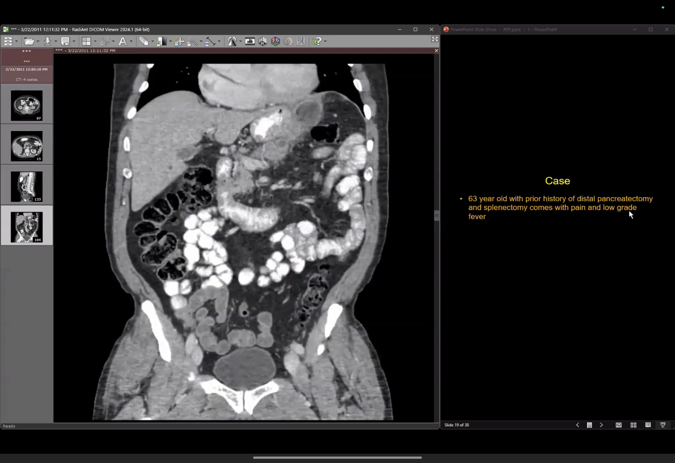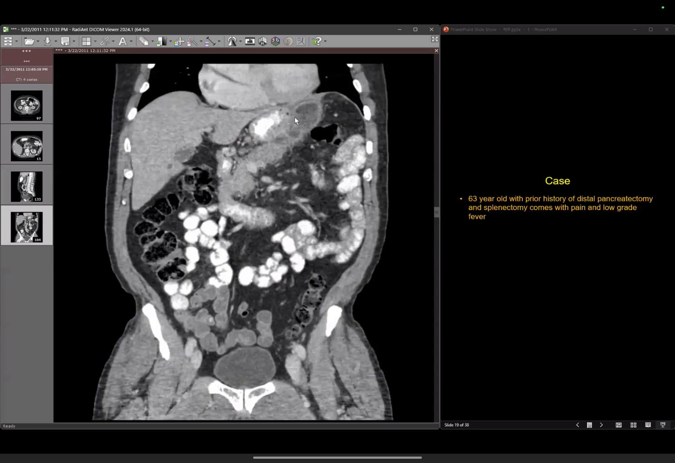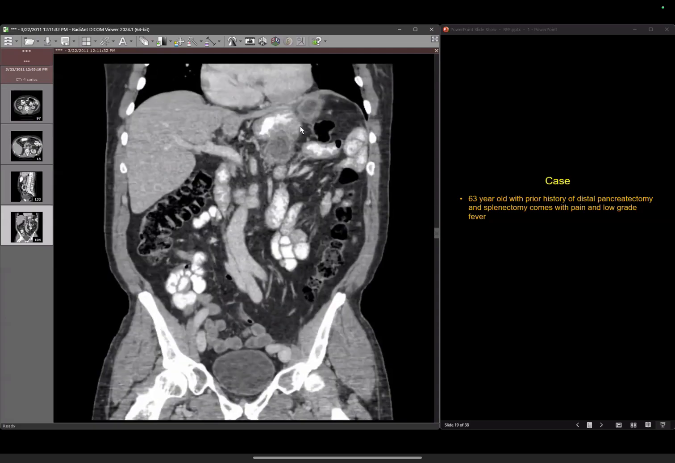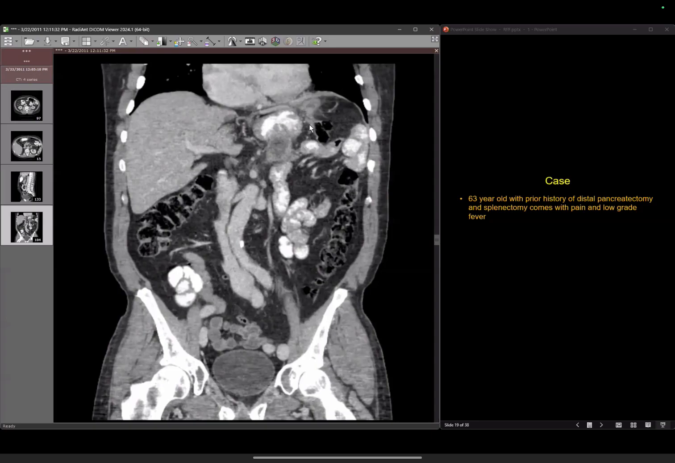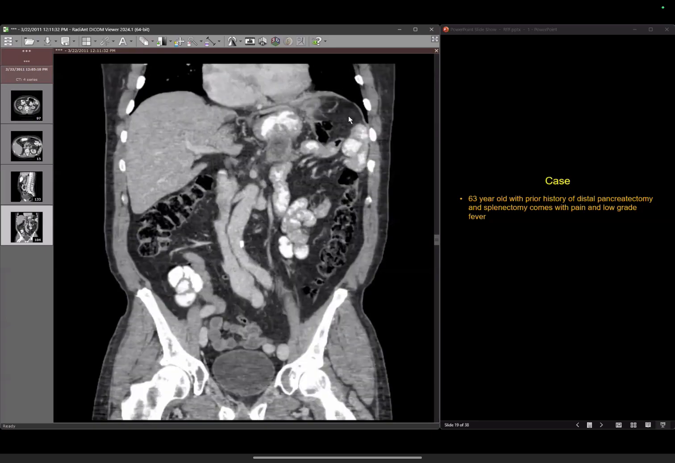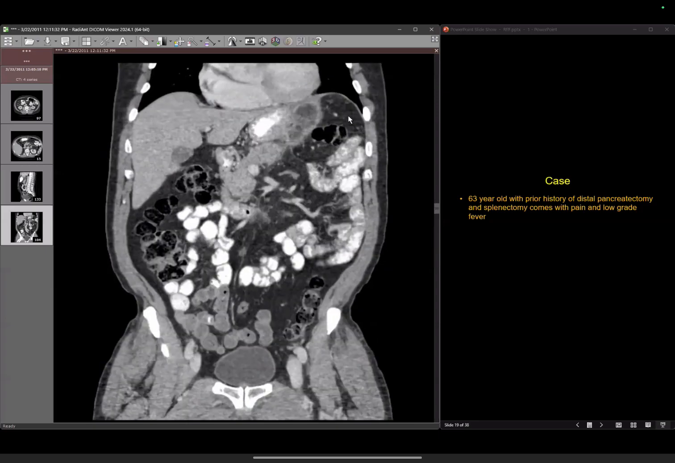Now, remember, it's low-grade fever. It's not spiking fever. And when you pulled up the old images, this distal pancreatectomy and splenectomy was a couple of years ago. And when you look at the old images, these look relatively stable. So we can discount them as post-operative changes. But what else is going on that you're worried about?